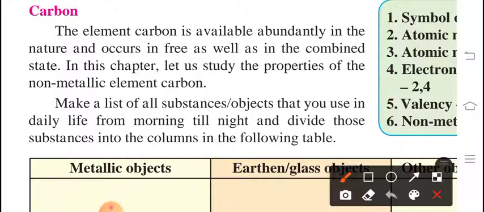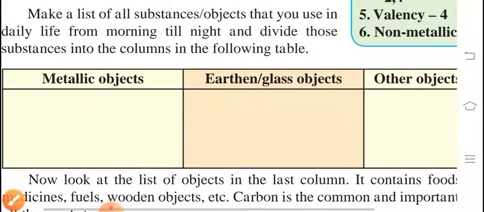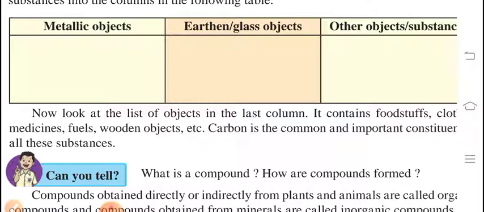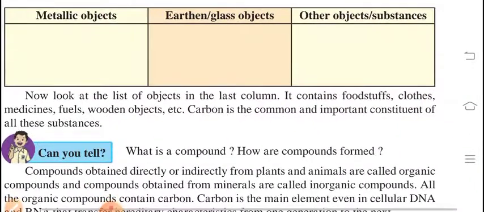In this chapter, we are going to discuss the properties of the non-metallic element carbon. Before starting its properties, we will discuss a few points. We will make a list of household things which you see in your day-to-day life. If you consider metallic objects, what types of metallic objects are present in your home? Please make a list. Metallic objects include utensils, all types of utensils.